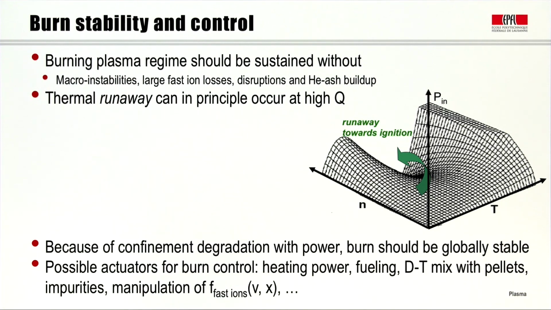As we will see in an exercise, however, we have a confinement degradation with power, which means that the burn, in fact, should be globally stable. To control the burn, we have a number of possible actuators, although, as we say, the plasma is really a self-organized system when we have the burning plasma regime. We can nevertheless try to act on the heating power, on fueling of the core, on the DT mix, on the impurities that we have in the plasma, and we can in fact even manipulate the fast ion phase space distribution to optimize our burn.